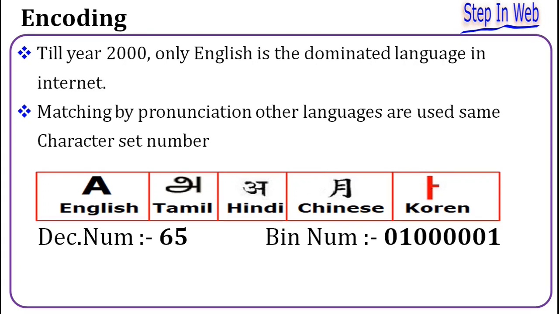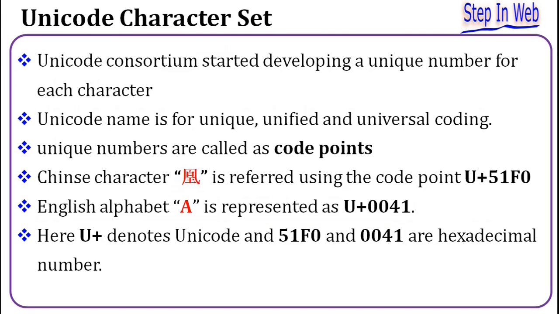So they were forced to start research to accommodate all the spoken languages available in the world. Then the Unicode Consortium started developing a unique number for each character. They formed a set of people and started research, and they decided to allocate one number for each character of different languages. Like that, they developed this Unicode character set. Unicode stands for unique, unified or universal coding.